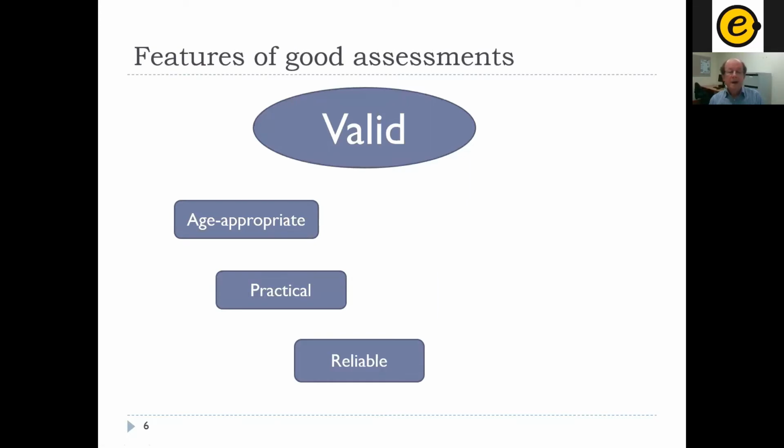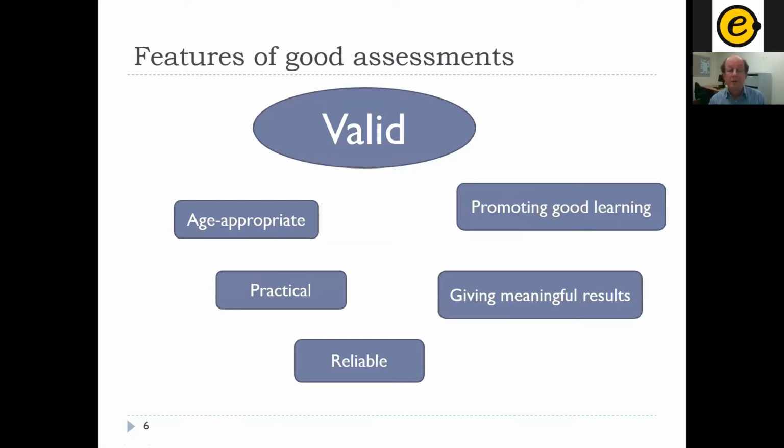Now, I used this diagram last time to talk about features of good assessments in general, and the most important feature is that any assessment should be valid. That's the umbrella term that we use. A test is valid to the extent that it provides good information about what students have learned, what they know in the language, and provides us with a basis for making the appropriate decisions about them in terms of those purposes I just identified for formative or summative types of assessment.